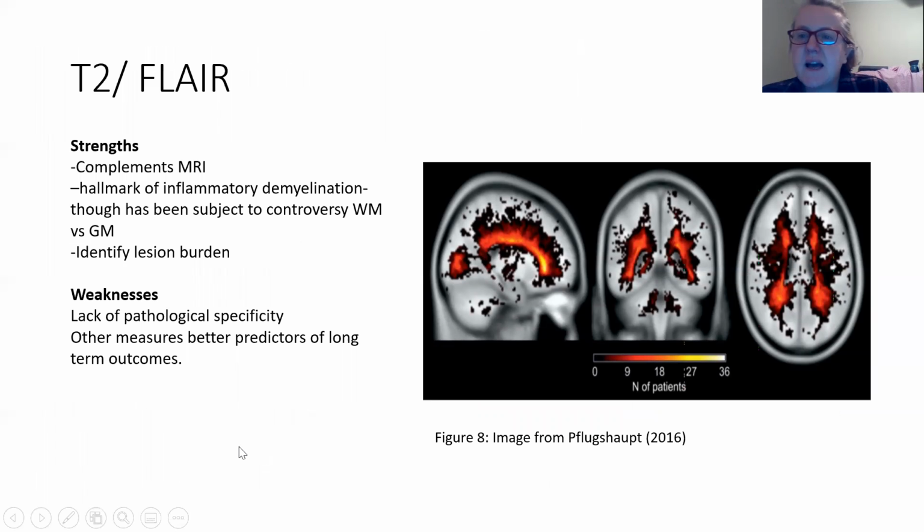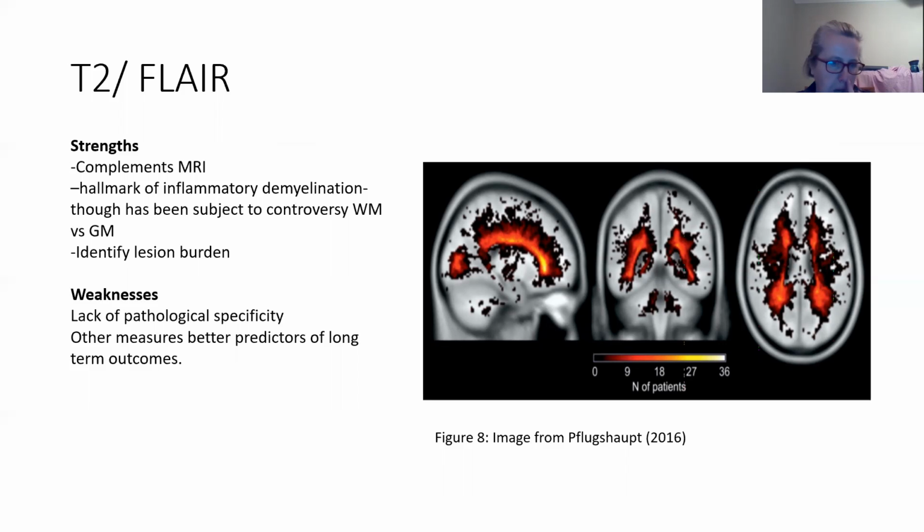T2 or FLAIR methods are used to diagnose MS, and you can see on the right here the image from Flockshot in 2016. This image was created after they built together this particular image from averaging 36 individuals' presentations to give a lesion burden idea of areas that are affected by MS.